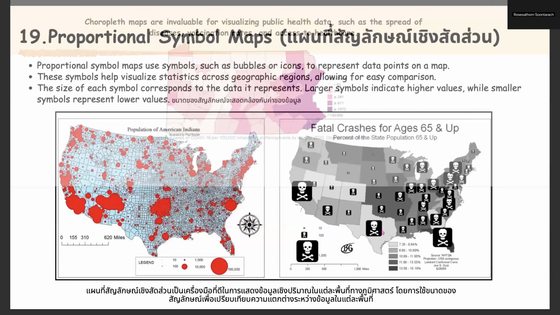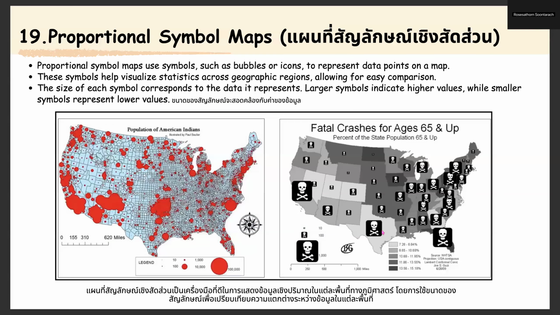And the next one, proportional symbol maps. These use symbols such as bubbles or icons to show data points on a map. This can help visualize statistics across geographic regions and allow for easy comparison. And the size of each symbol corresponds to the data it represents. Larger symbols indicate higher values, and the small ones show the lower values.